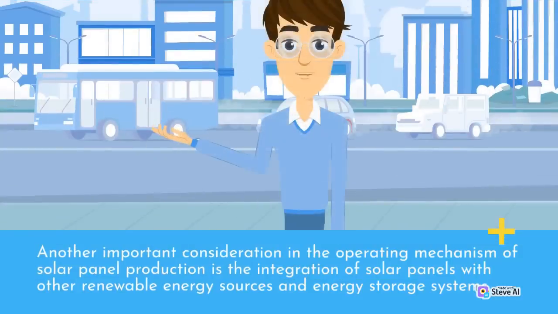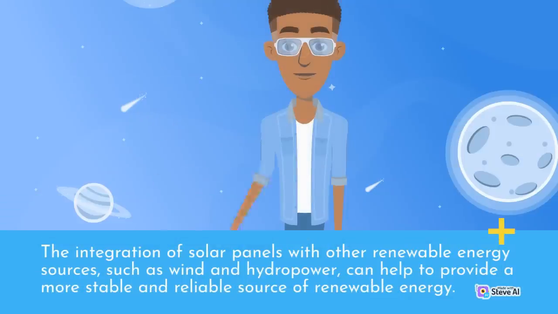Another important consideration in the operating mechanism of solar panel production is the integration of solar panels with other renewable energy sources and energy storage systems. The integration of solar panels with other renewable energy sources, such as wind and hydropower, can help to provide a more stable and reliable source of renewable energy.